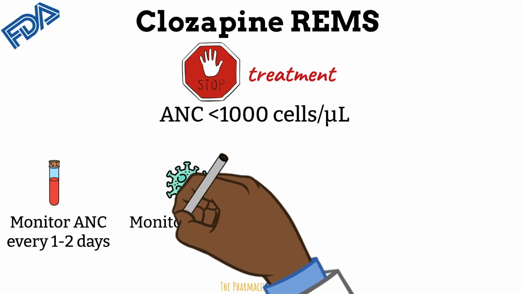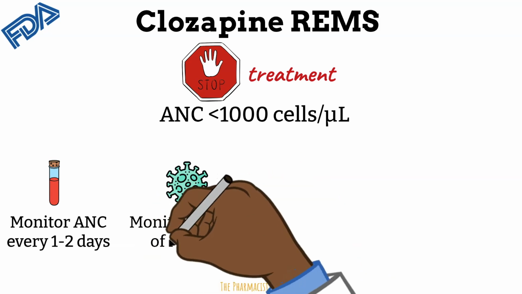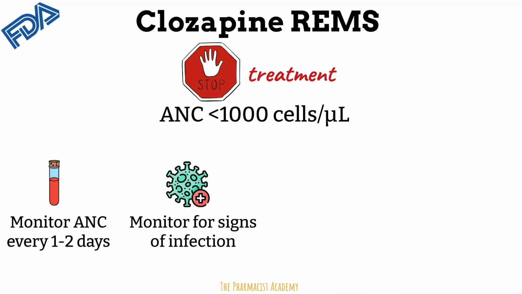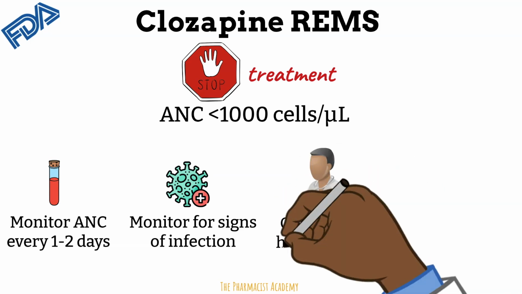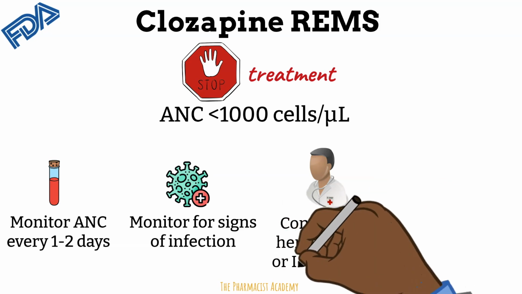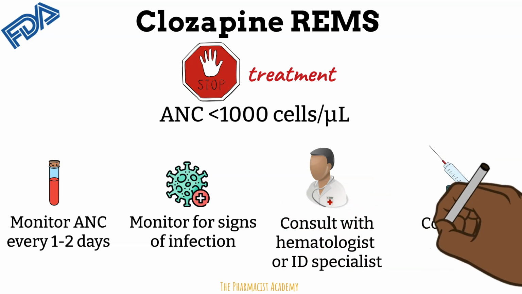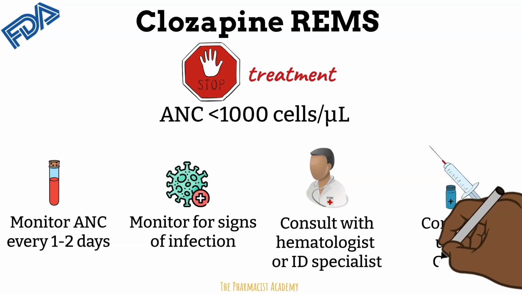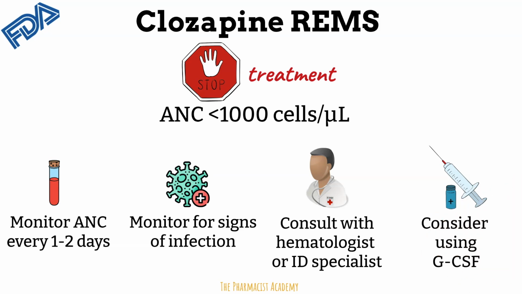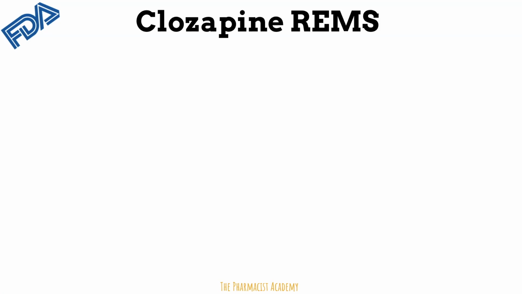You must also monitor for any signs of infections like fevers, sore throat, cough, etc. If there are signs of an infection, you want to start broad-spectrum antibiotics like Augmentin, Zosyn, meropenem, cefepime, etc. You may also consult with a hematologist or infectious diseases specialist as needed. We can also consider using granulocyte colony stimulating factors, GCSFs, like filgrastim, which will go into the bone marrow to stimulate neutrophil production, and this will speed up the recovery of the neutropenia.